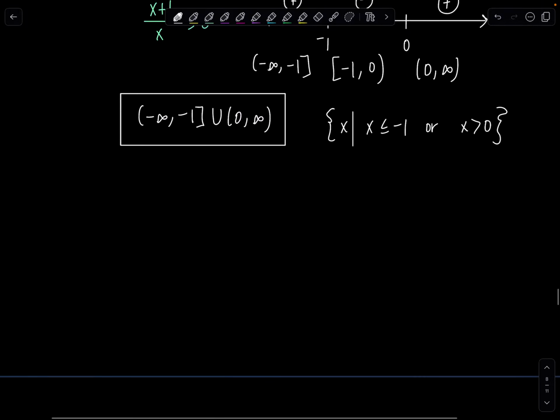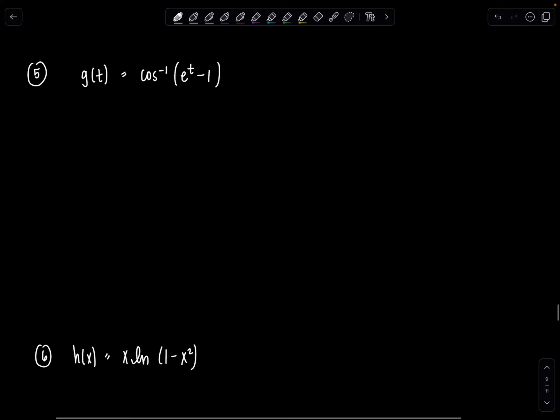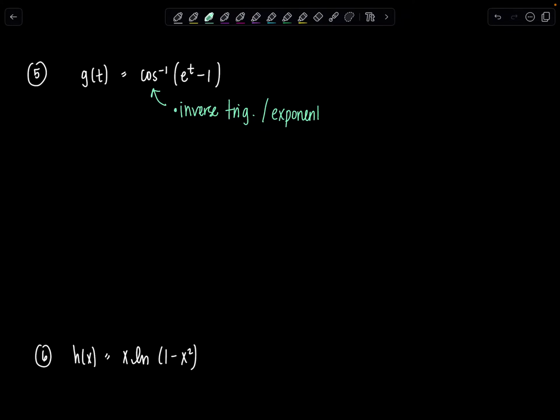Okay, example 5. g of t equals cosine inverse of e to the t minus 1. So this is an inverse trig function composed with also an exponential function, e to the t, but those are all on the list. So I just have to find the domain of g, and that's where it's continuous. Take the argument of cosine inverse, and it has to be bounded between 1 and negative 1.